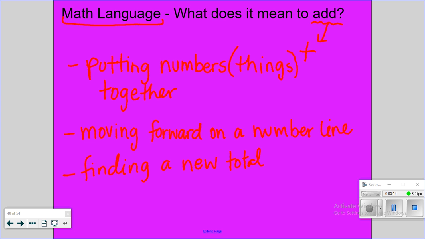Finding a new total. I might have 4 cupcakes over here, and then 2 cupcakes over here, and when I add, I'm going to find the new total of cupcakes. That's what my addition is. When I see that math language, I'm making a new total. I'm trying to figure out how many there are in all.